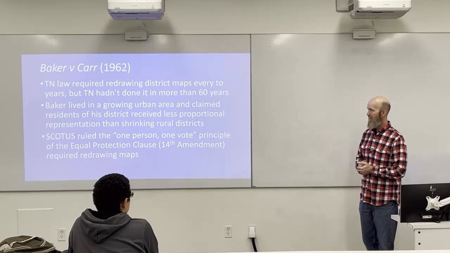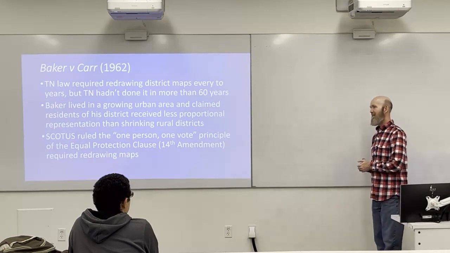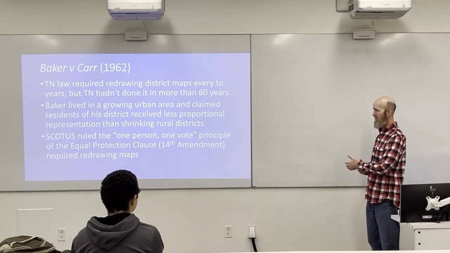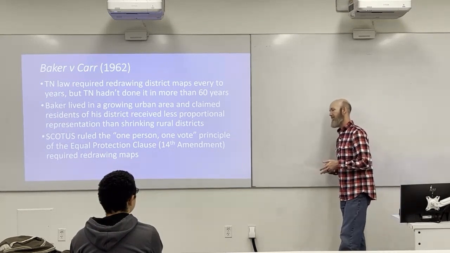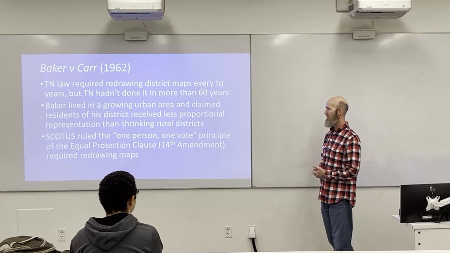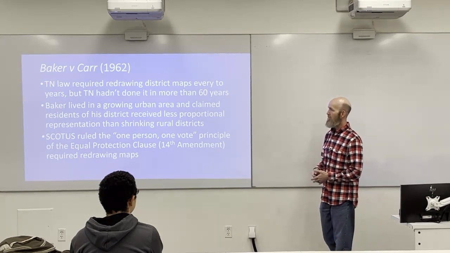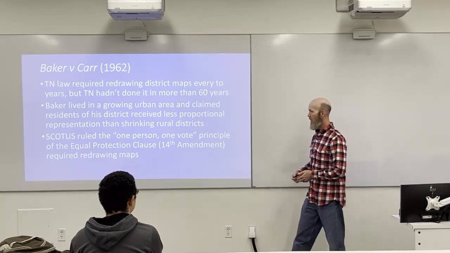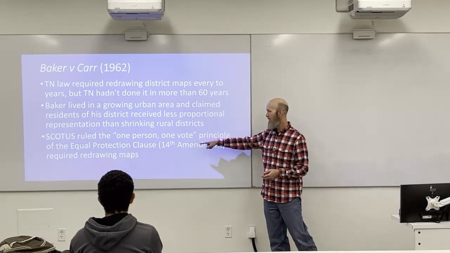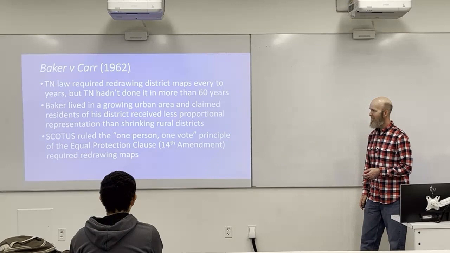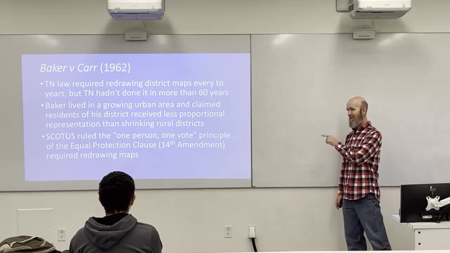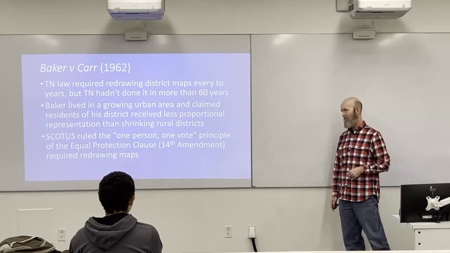So this principle, as part of the Equal Protection Clause, that everybody has equal protection under the law, 14th Amendment, required the state of Tennessee to redraw their maps. So now, every 10 years, with the census, they have to redraw their maps. So Baker v. Carr, know the one person, one vote principle as part of the Equal Protection Clause of the 14th Amendment. And one person, one vote is going to come up again later in another Supreme Court case.